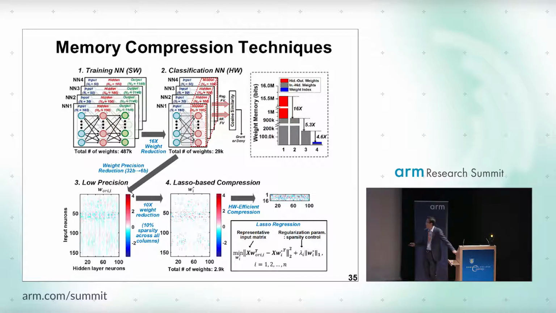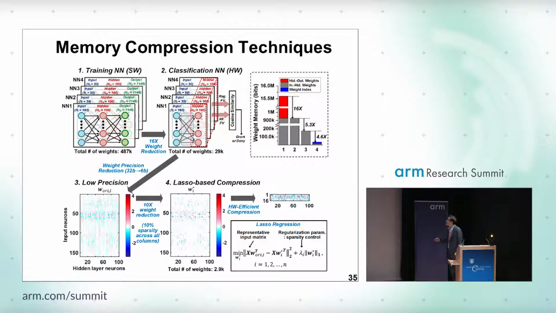This shows the matrix between the input and hidden layer of neural network 1 that has a range of positive and negative weights. Further on, we employ this hardware-efficient lasso regression. Each column here has 160 weights, and we apply this lasso such that it becomes sparse with some regularization parameter that we can control. But to make it efficient for hardware, we wanted to have the same sparsity, namely 10%, for every column. And then at the end, we can compress this 100 by 160 matrix into a 100 by 16 matrix, a 10x reduction in the matrix size.